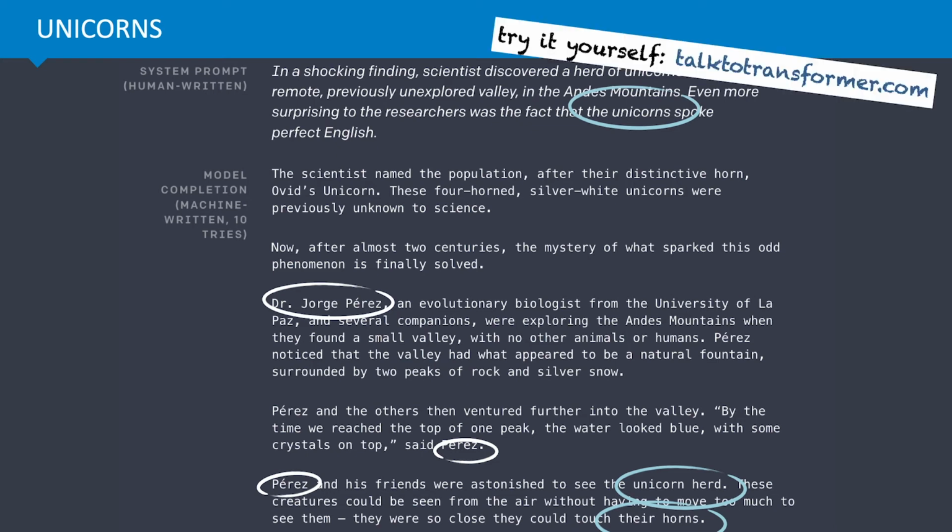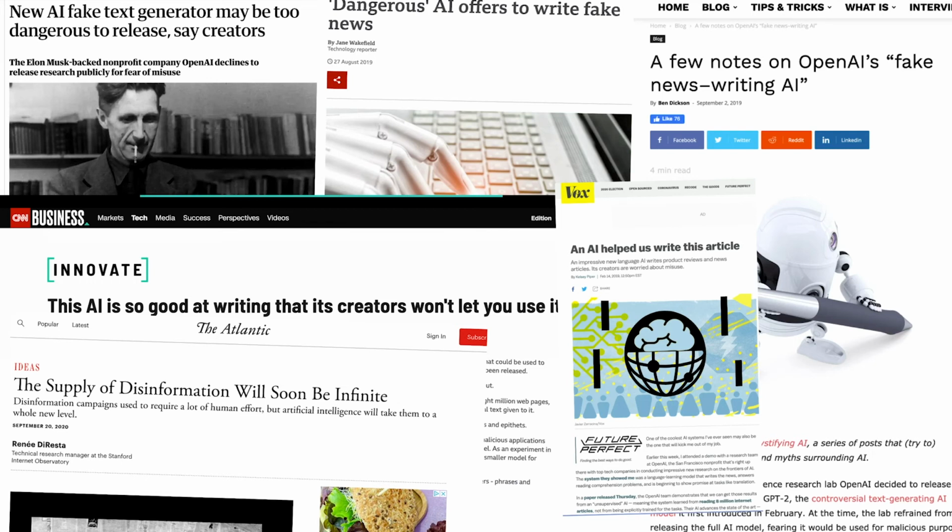And you can play around with this model for yourself at talk2transformer.com, where you can try this prompt, a number of other prompts, and you can also type your own prompts. And because of this quality of generated natural language, GPT-2 was probably the first neural network model to receive widespread mainstream media coverage. The reason for this was that when the OpenAI researchers saw the quality of text that GPT-2 produced, they decided not to release the model immediately.